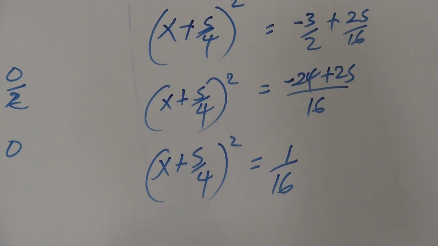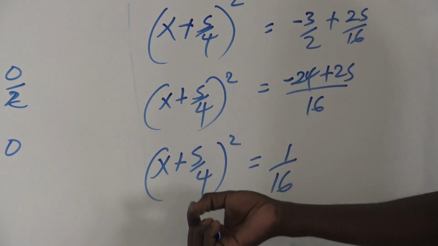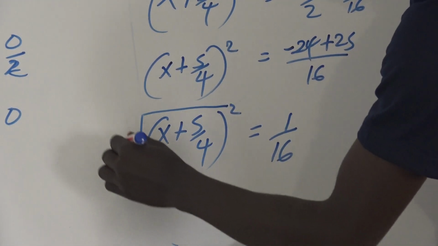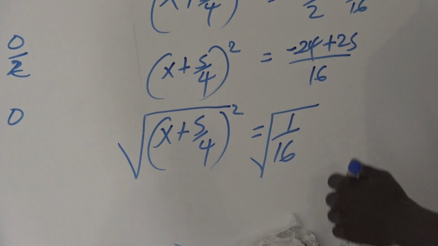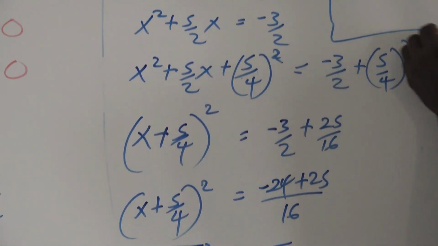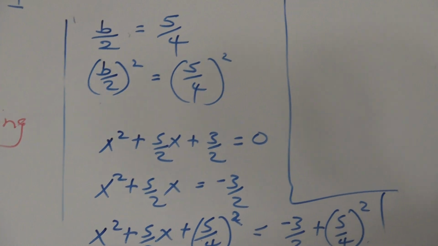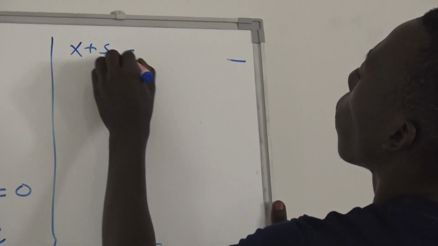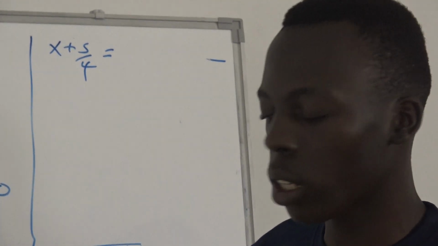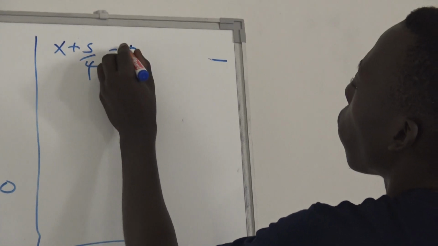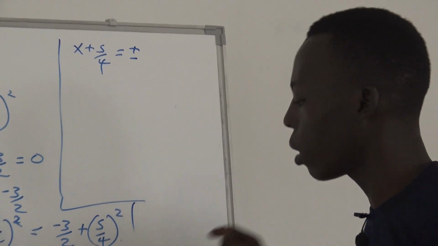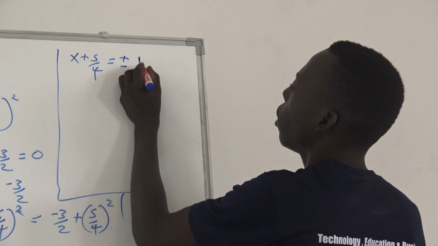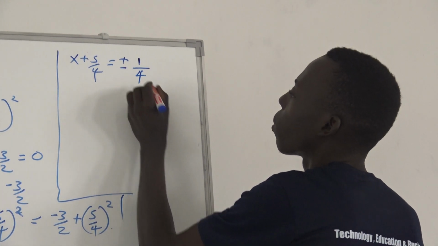So after getting this one, we said how to make x the subject, so we get also its values. By doing this, we just take a root on both sides. Now for that case, after taking the root on both sides, we shall have that x plus 5 out of 4 equals, now when we take a root of something, we say it is either positive or negative. So after writing that one, now we take a root of that. Root of 1 is 1 out of root of 16, which is 4.